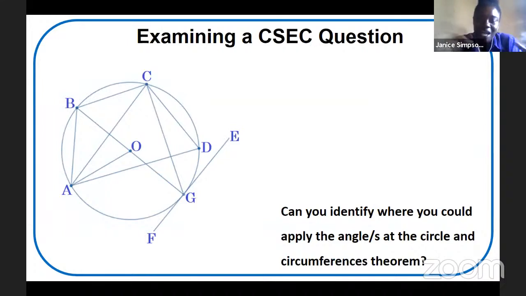All right, so we're back at this question now. We're back at our CXC type question, and we're looking at the property: the angle at the center of the circle is twice the angle at the circumference standing on the same arc or chord. Which two angles would we be able to say display this property, so this angle is going to be twice the measure of that angle, or that angle is going to be half of the measure of this angle?